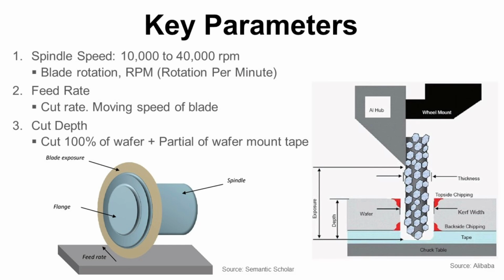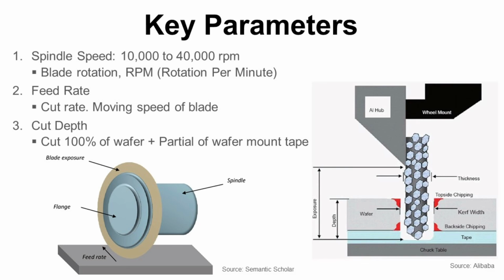Feed rate is cut speed, and its unit is millimeters per second. Slow feed rate means low productivity, but typically shows better cut quality. For cut depth, the blade needs to go through 100% of the wafer, plus some amount of the wafer mount tape, and should not touch the surface of the chuck table, so as not to damage the saw machine.